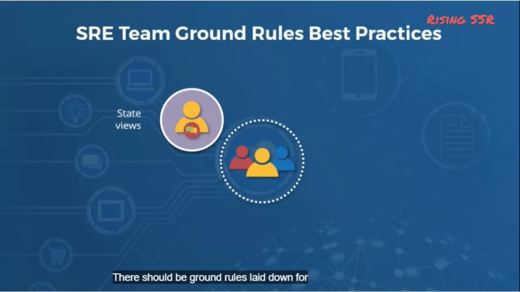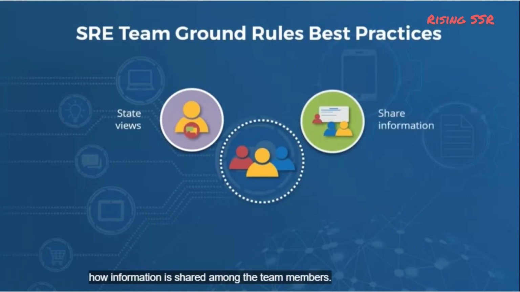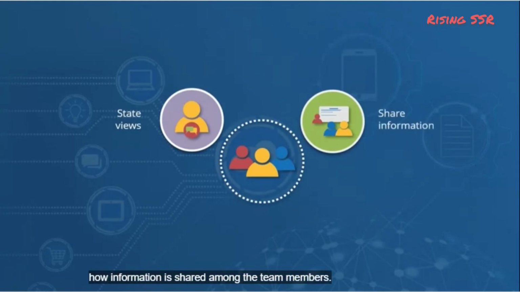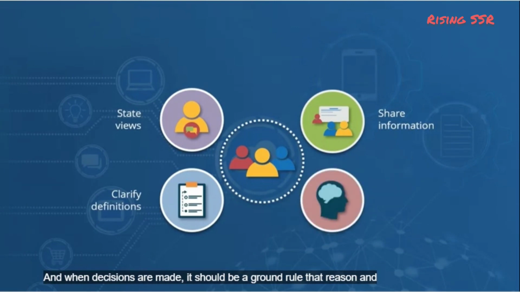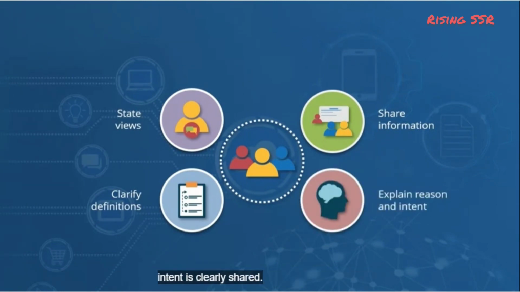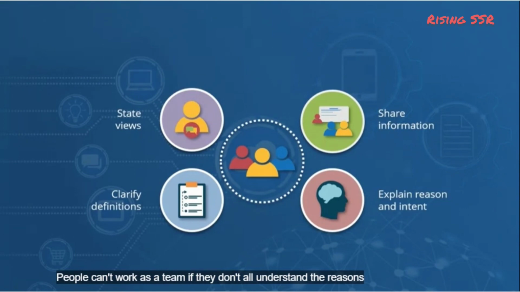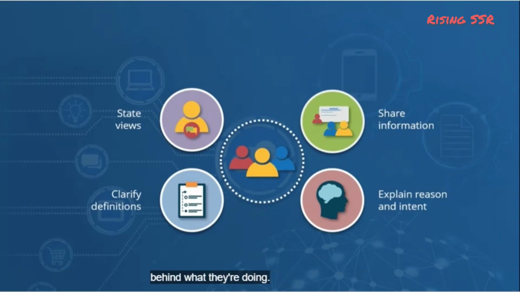There should be ground rules laid down for how information is shared among the team members. Perhaps this is a minutes of the meeting that's emailed out or shared on a wiki. It's good to have a glossary of terms so definitions are clarified and everyone is talking the same language. And when decisions are made, it should be a ground rule that reason and intent is clearly shared. People can't work as a team if they don't all understand the reasons behind what they're doing.